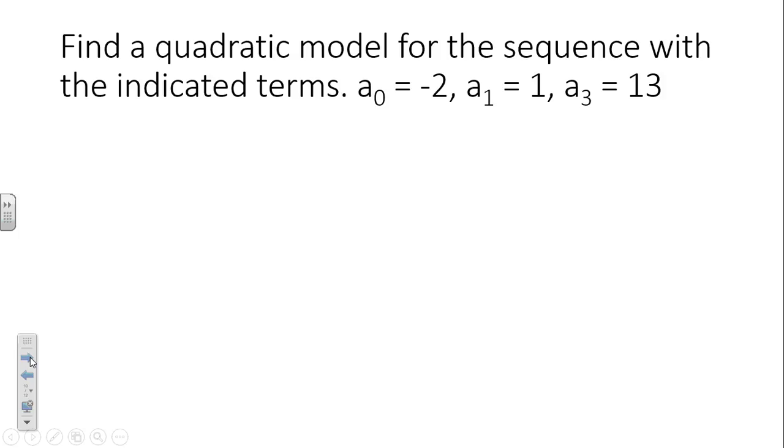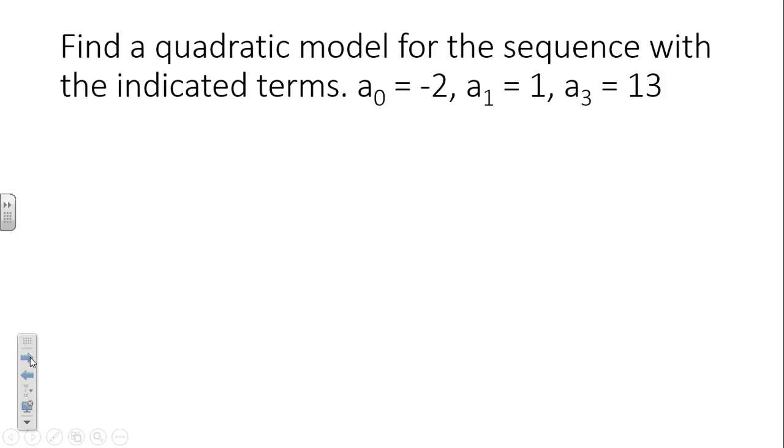The only difference between yesterday and today is that they're going to tell you, here's a quadratic, okay? We want you to write the quadratic model for these terms. And they won't necessarily be 3 terms in a row starting with the first term, okay? So this is saying the 0 term is -2, the first term is 1, and the third term is 13. And we want you to come up with a quadratic model for that sequence.